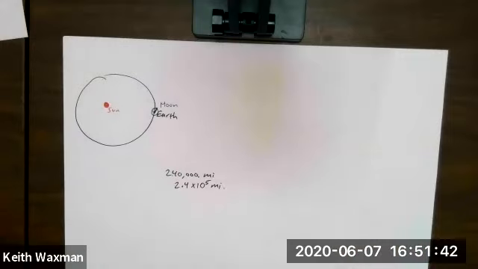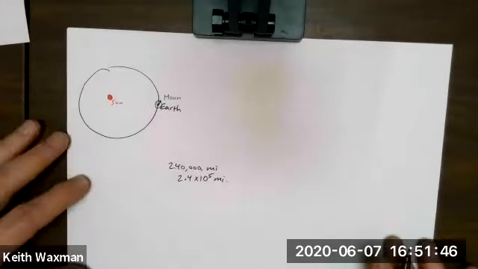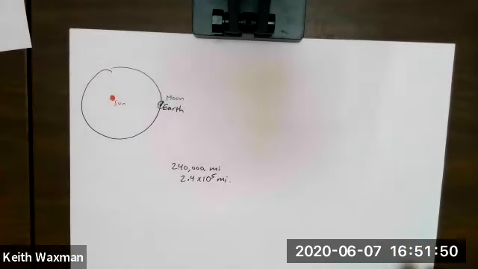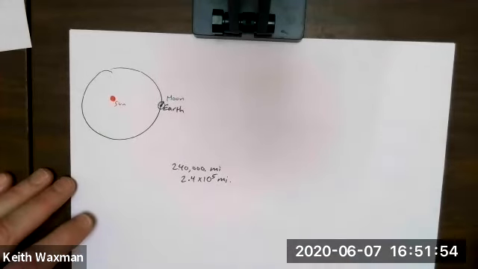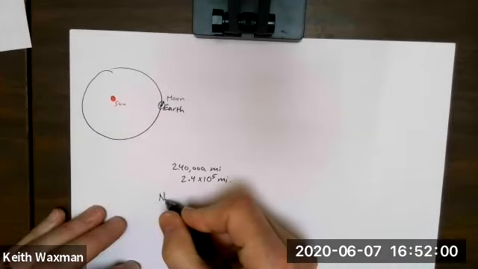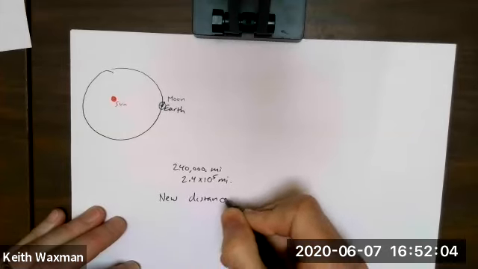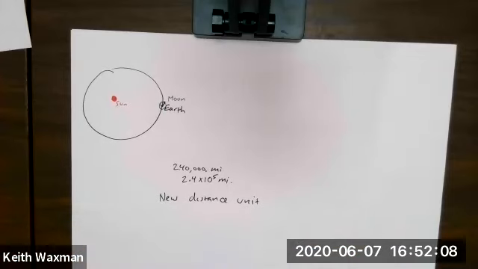So now, here's what we have to do. We have to come up with a new unit of distance in order to do this, because miles is just not going to cut it. When we're talking about millions, billions, trillions of miles, it's going to be too hard to remember numbers like that. So we have to come up with a new distance unit.